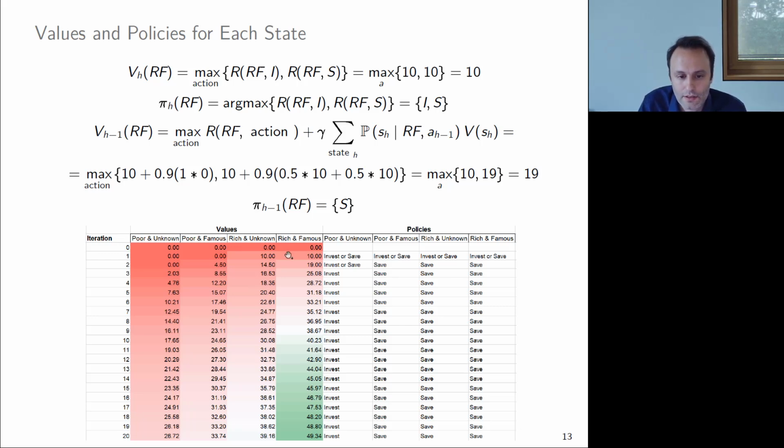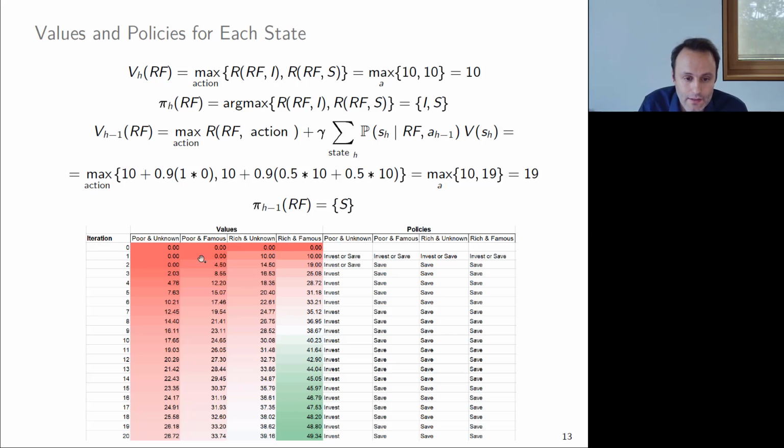So in 1 year we have $10 million, and the next year we have $9 million. So in total we have $19 million, and then so on. So we add up all of that. We do that as well for the rich and unknown, poor and famous, and poor and unknown states. And for each of the states, we can also extract the policy.